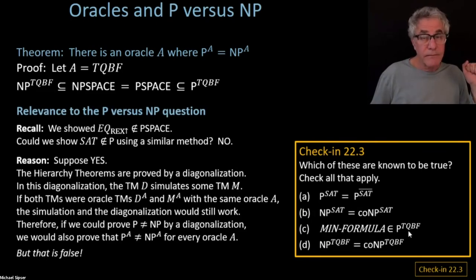Min formula, well, is in PSPACE, and anything in PSPACE is reducible to TQBF. So this is certainly true. And same thing for NP with TQBF and co-NP with TQBF. Once you have TQBF, you're going to get all of PSPACE. And as we pointed out, this is going to be equal as well.